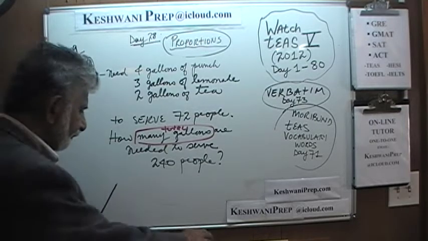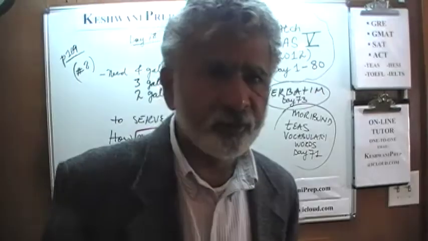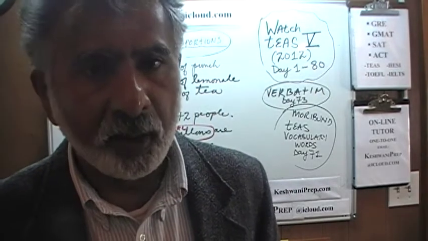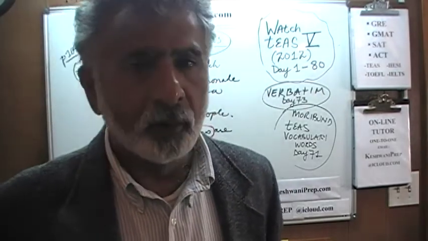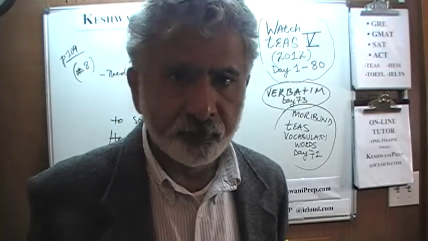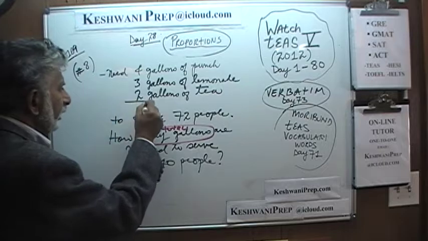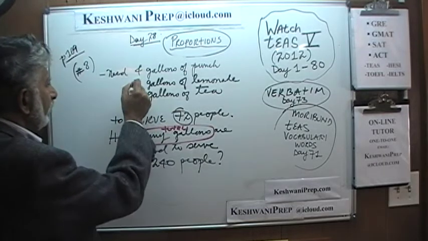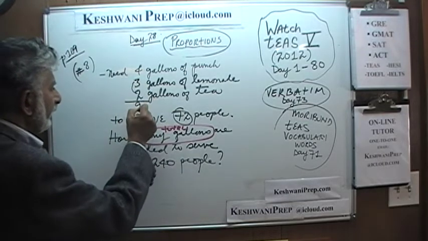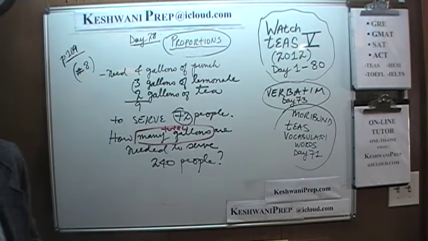Here we go. Since they're only interested in the total number of gallons and not the breakdown, total number of gallons is what we should work with. That's what we should concentrate on. So let's figure out the total number of gallons we need to serve 72 people. That's 4 and 3 and 2, 9. Apparently, we need 9 gallons to serve 72 people. The question is, how many gallons do we need to serve 240 people?